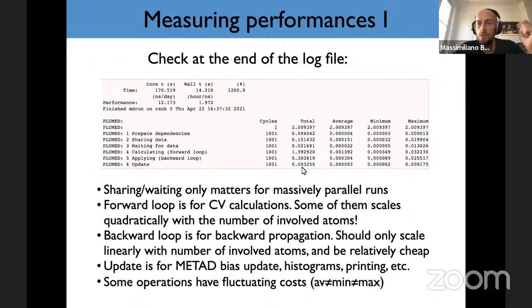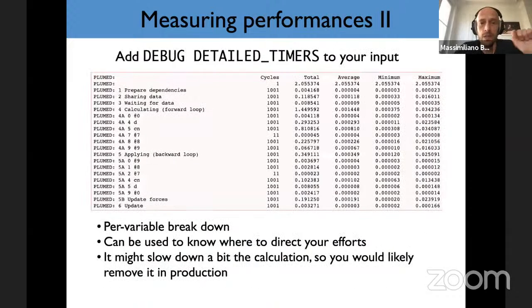And this is also, you can find it here in this summary of the timings inside Plume. So this is the first thing that you can do to measure performances. If you want to go into the detail of the individual collective variable that contribute to the timings, you can add on the Plume input file this flag, debug, and detail timers.